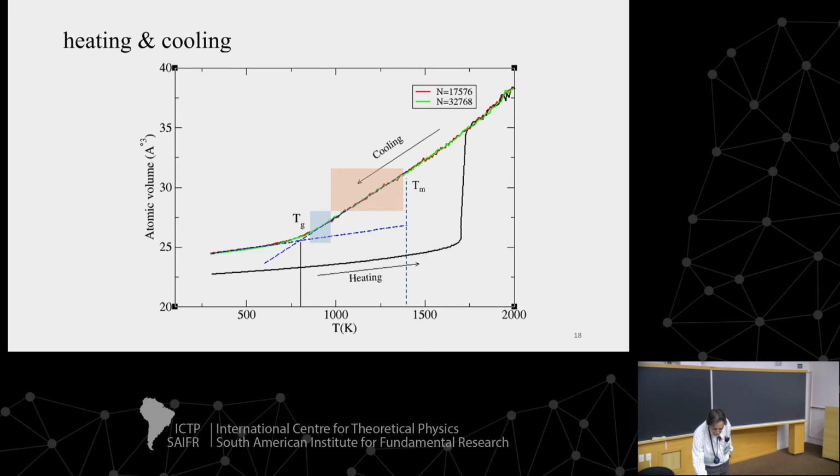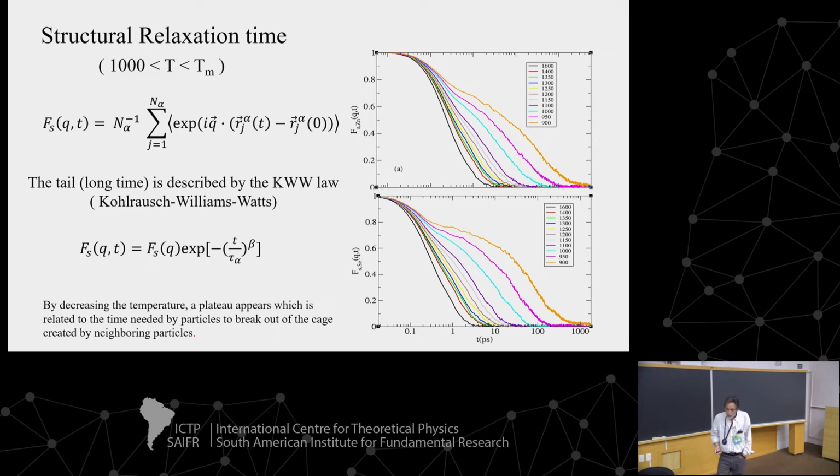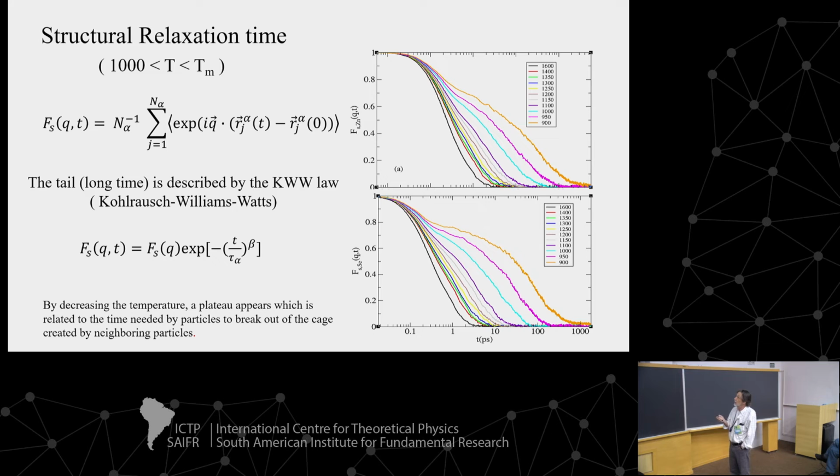So we use, to compute the structural relaxation time in this interval, the intermediate scattering function given by this expression. And the long-time tail of this F(q,t) is given by the Kohlrausch-Williams-Watts law, which is a stretched exponential function, right?